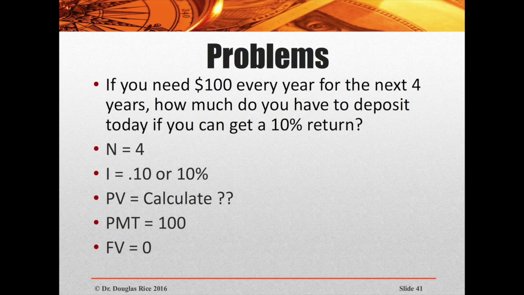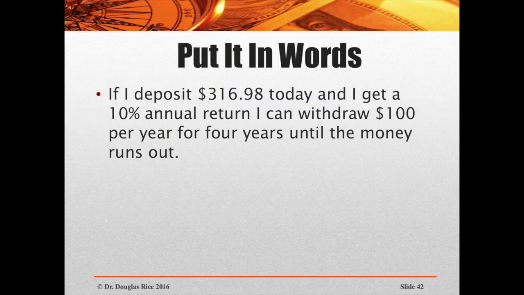So when we set that up, we just do it the other way around. We do n equals 4 and I equals 10%. That should be obvious, those are easy. The payment, we're going to do this every year for the next 4 years. That's $100. And the future value is 0 because we're going to withdraw all the money by the end of the 4 years. And so we just do present value and calculate it. So we do that number, we calculate the answer, and then of course we put it into words. So if I deposit $316.98 today and I get a 10% return, I can withdraw $100 per year for 4 years until the money runs out.